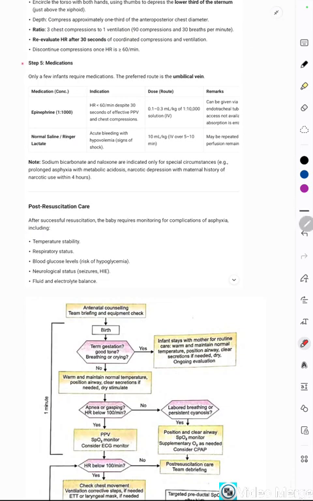But if the heart rate is not improving, then we can go for medications, that is epinephrine or adrenaline in the ratio 1:10,000. It is given at 0.2 ml per kg of the 1 in 10,000 solution through umbilical venous catheterization, intraosseously, or through the endotracheal tube. Then normal saline or Ringer lactate solution is given when acute bleeding with hypovolemia is present in a child, and the dose is 10 ml per kg.